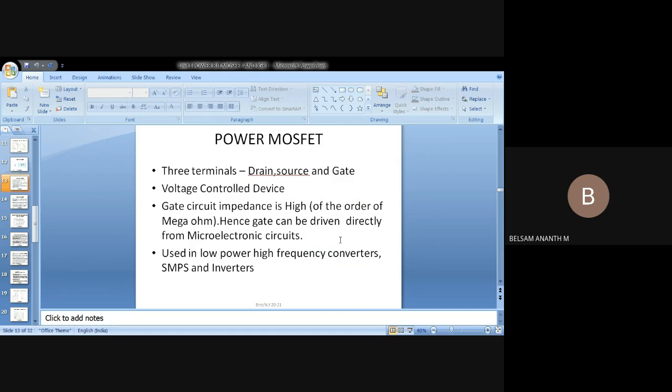It is a voltage controlled device, and the gate circuit impedance is high. That means gate current can be driven directly from a microelectronic circuit. So for many microelectronic appliances, we may go ahead with the power MOSFET, used in low power high frequency converters, SMPS and inverters. I think you are all aware of SMPS, switch mode power supply.